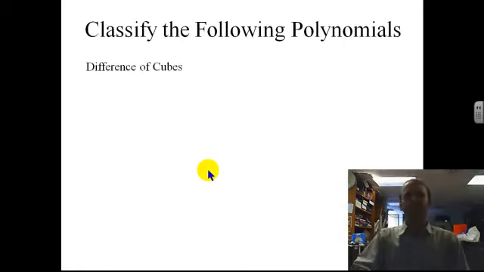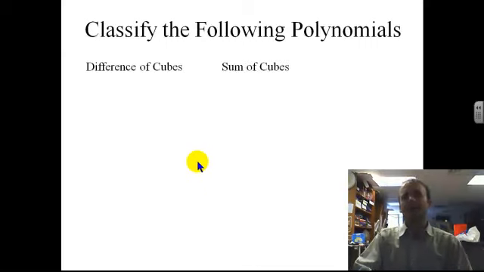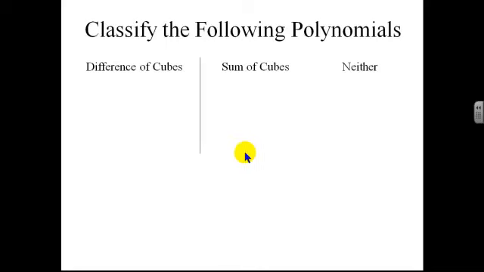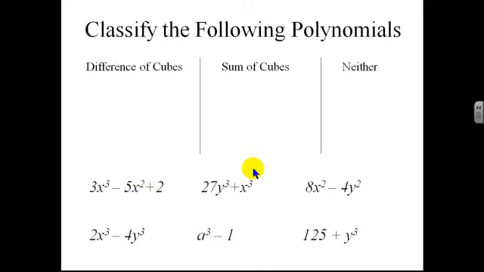Okay, this is your turn now. Classify the following as either difference of cubes, sum of cubes, or neither. So here are our options down below. So let's take a look at this one first. 3x cubed minus 5x squared plus 2. There's that 3 there. I have 3 terms. What do you think?